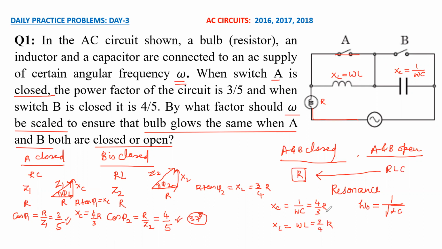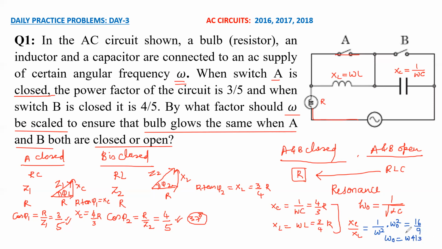Now, let us divide XC by XL. That will be nothing but 1 by omega square into 1 by LC, that will be omega naught square by omega square. But that is equal to, from here, 16 by 9. So we realize that omega naught is equal to omega times 4 by 3.